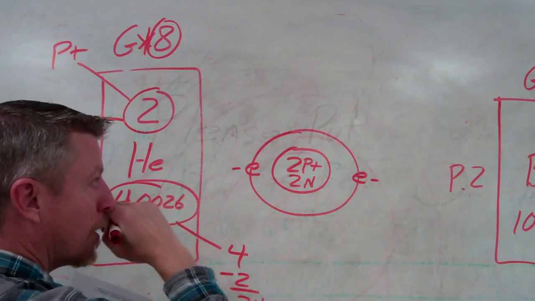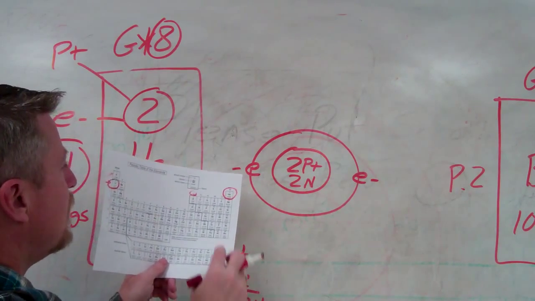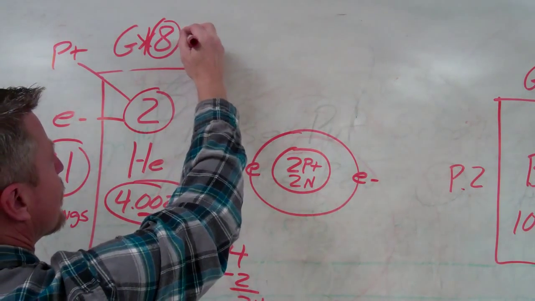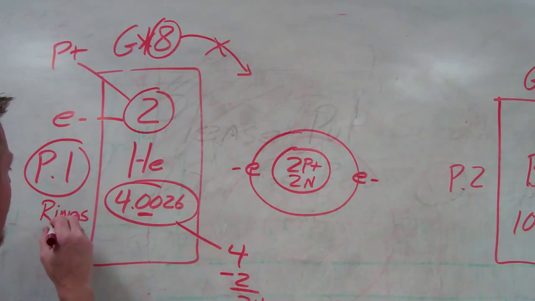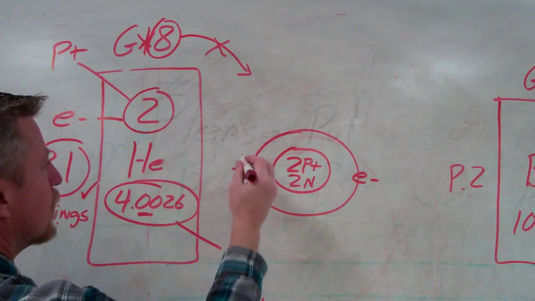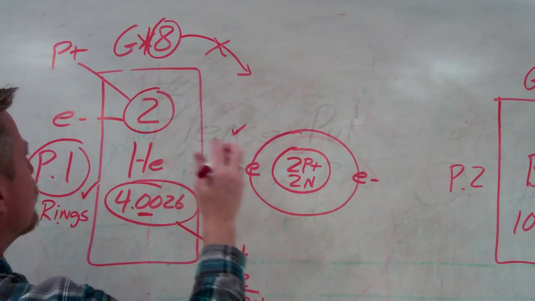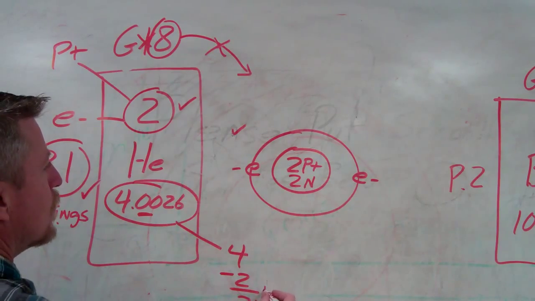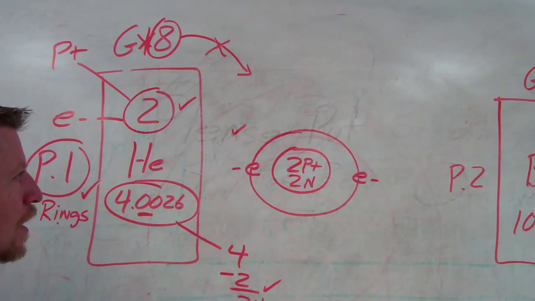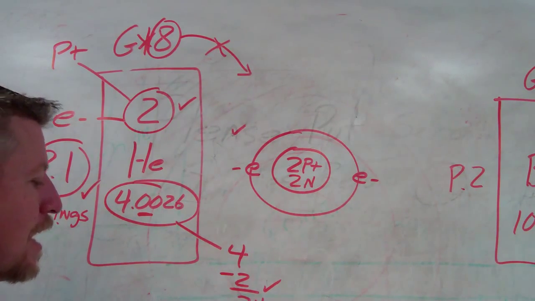So let's check our work. Okay, remember in group 18, helium is the one atom that this does not work with, so we're not going to use that as a check. But we do see that it has 1 ring, and that checks out. We have 2 protons right here in the center. That checks out. And we have 2 neutrons. That checks out. So if you notice, it's a pretty easy atom.